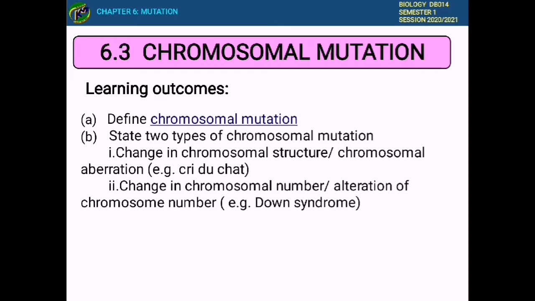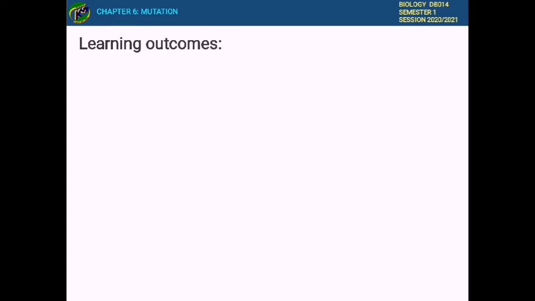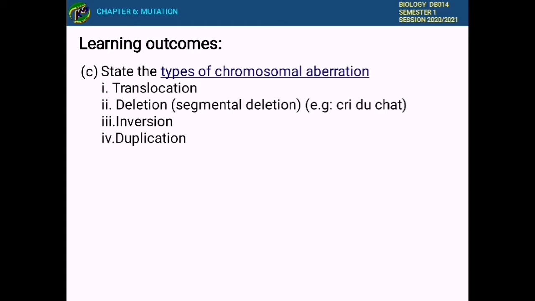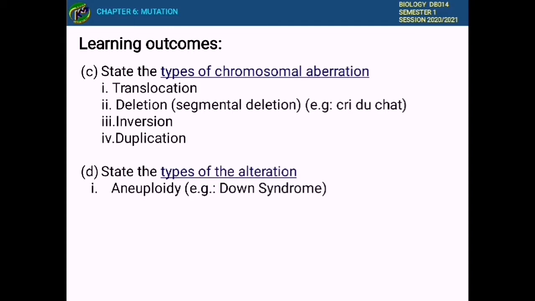While the second is change in chromosomal number or alteration of chromosome number. So there are two types of chromosomal mutation, change in structure and also change in number. The syndrome for the alteration of chromosome number is Down syndrome. You have to state the types of chromosomal aberration, which consist of translocation, deletion, inversion and also duplication. While the types of alteration, we have aneuploidy, an example of syndrome is Down syndrome, and also euploidy, also called polyploidy.